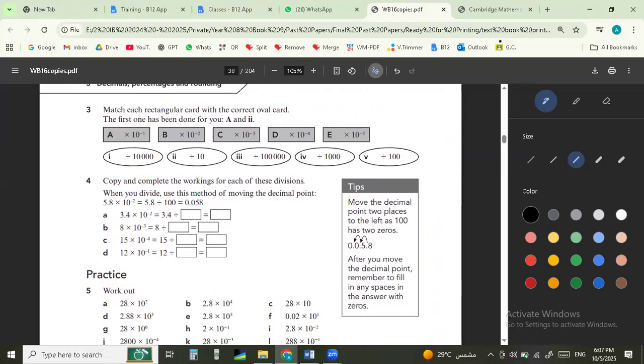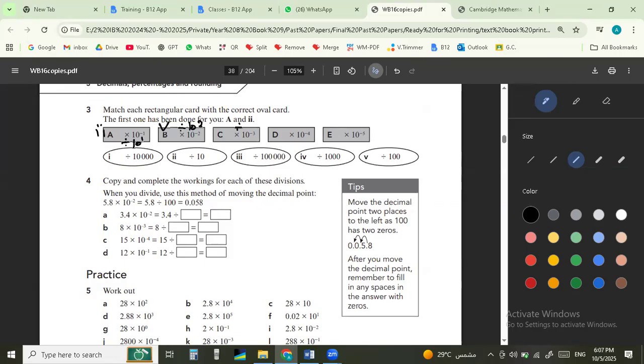Match each rectangular card with the correct oval card. So here, multiplying it by 10 to the power of negative 1. You said if I'm multiplying it by a negative power, it means I'm going to move it to the left as if I'm dividing. So multiplying it by 10 to the power of negative 1 is the same as dividing it by 10 to the power of 1. So this is I. Multiplying by 10 to the power of negative 2 is the same as dividing by 10 to the power of 2. So it is dividing by 100. So this is V.